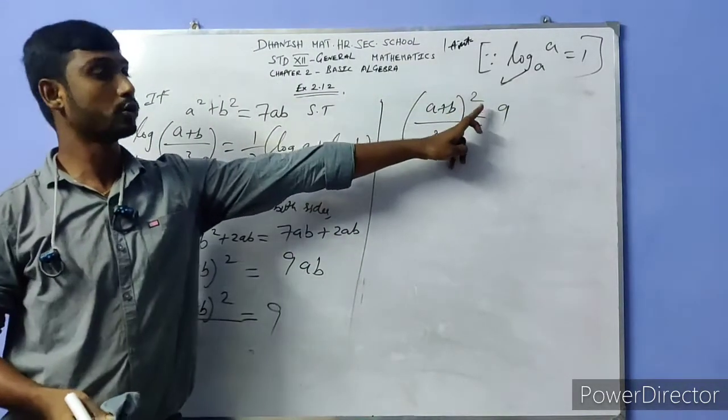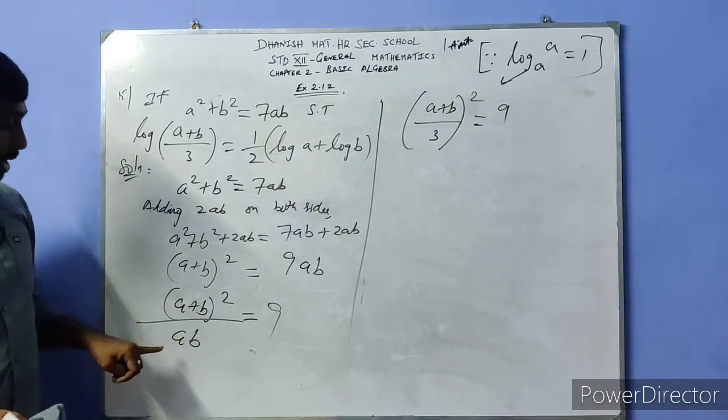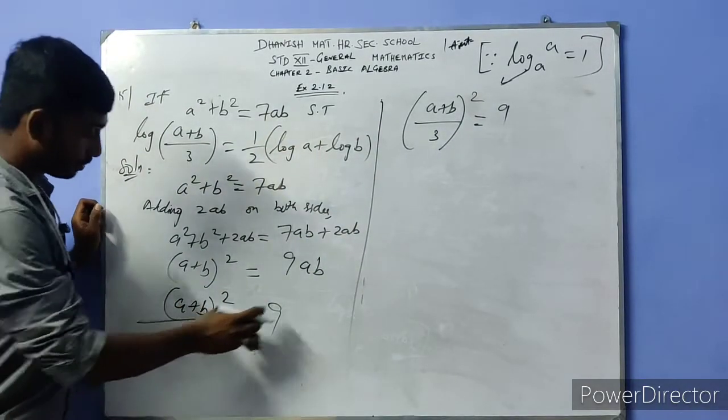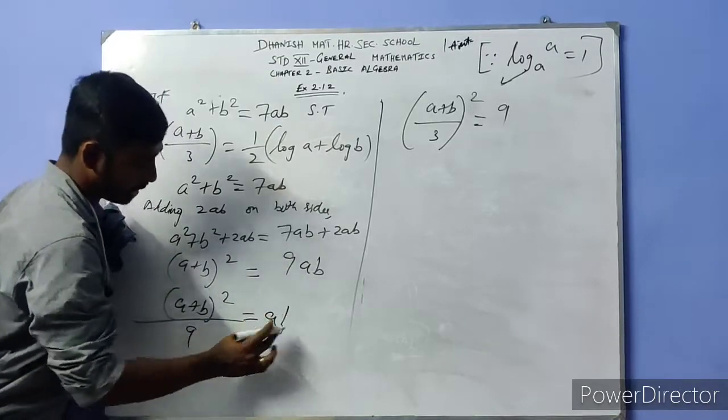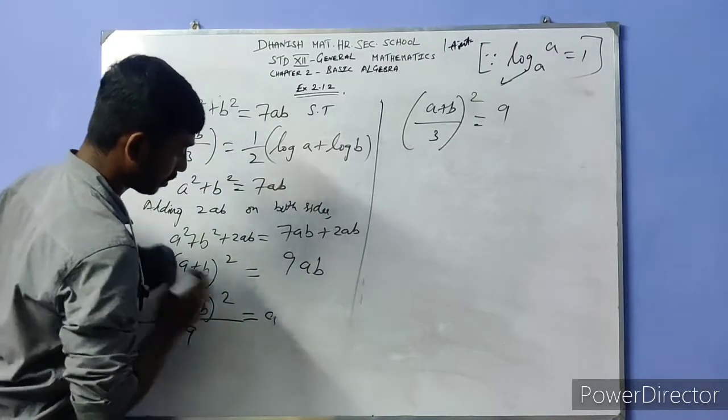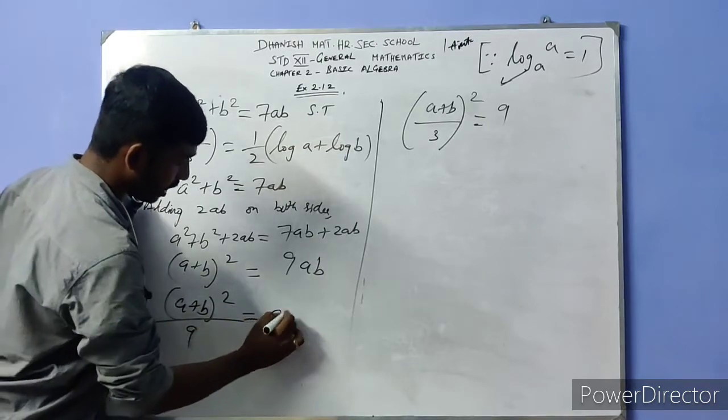A plus b the whole square means a plus b, squared. Then what is the value we are getting here? This 9 will come here. This ab will remain the same here. Here we are writing like this.